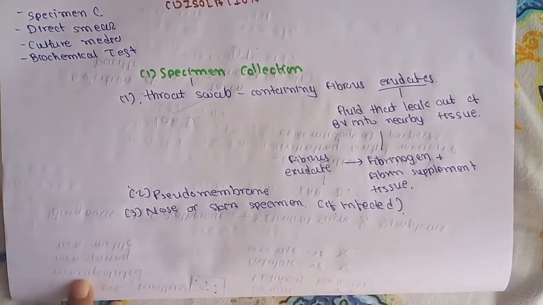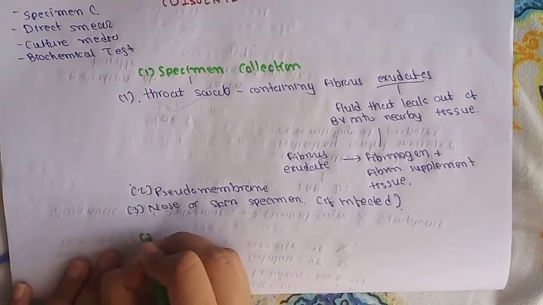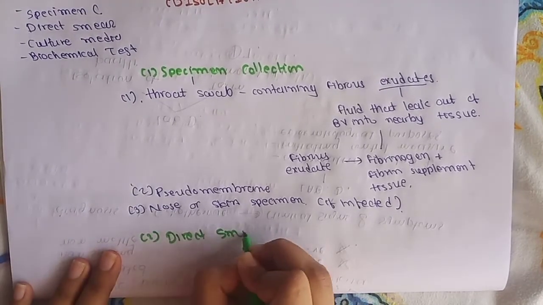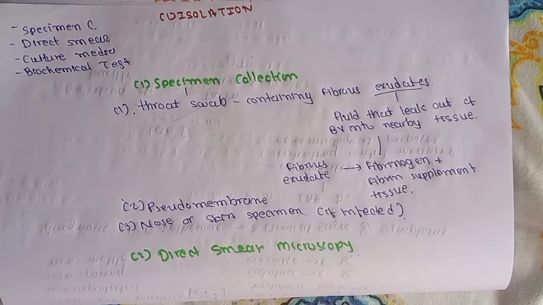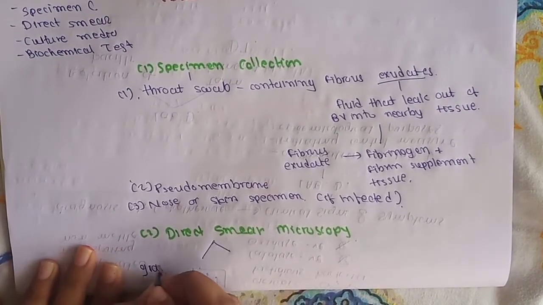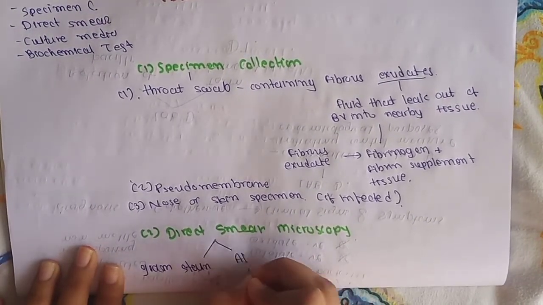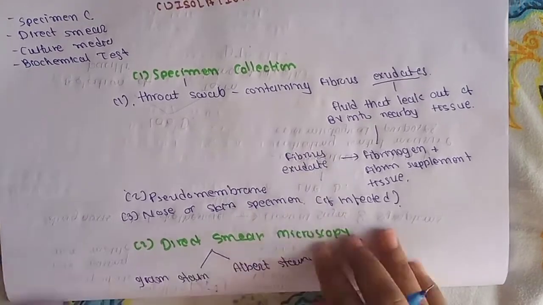Now let's move on to the second method. Second method is direct smear microscopy. In direct smear microscopy we are using two methods. First is gram stain, commonly used, and second is Albert stain.